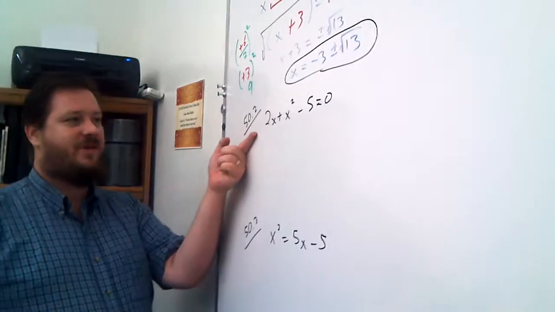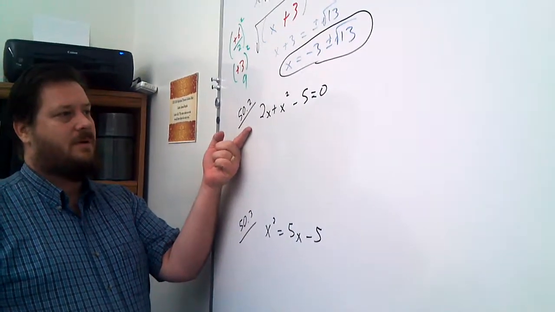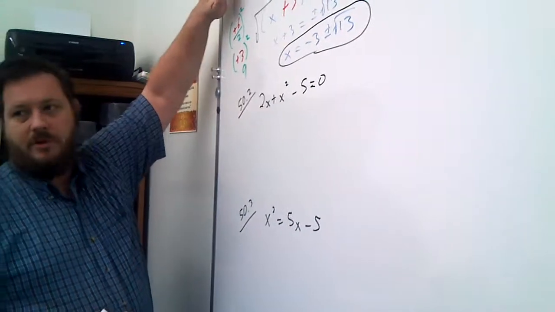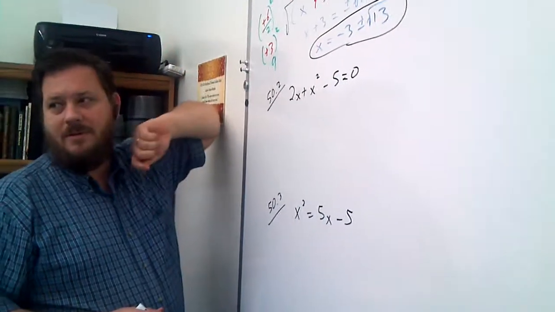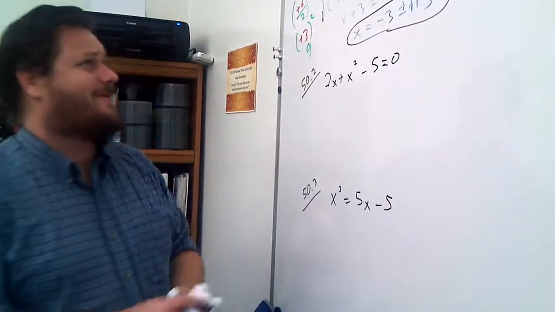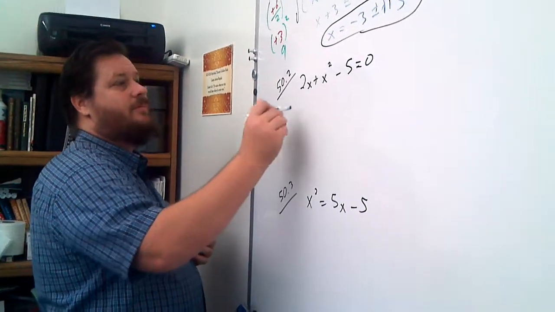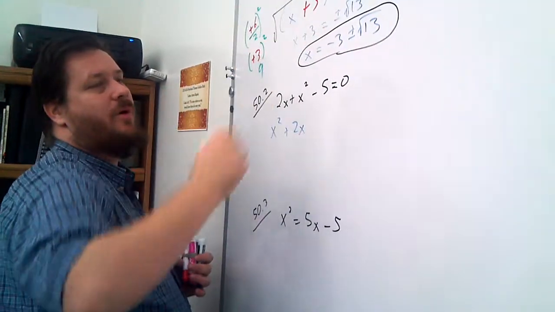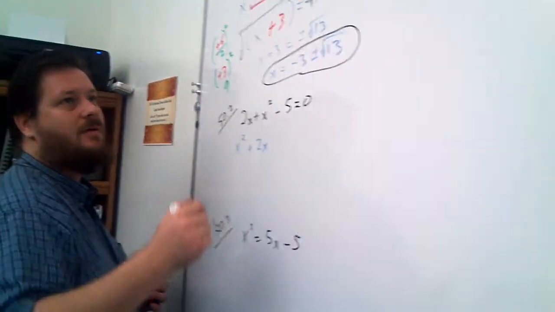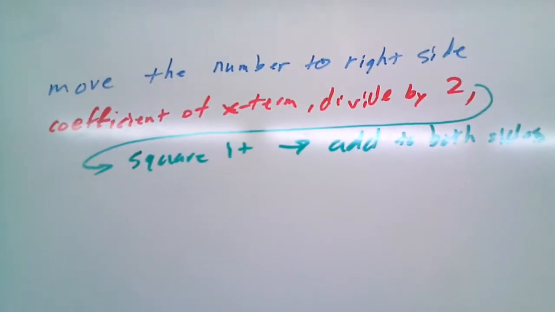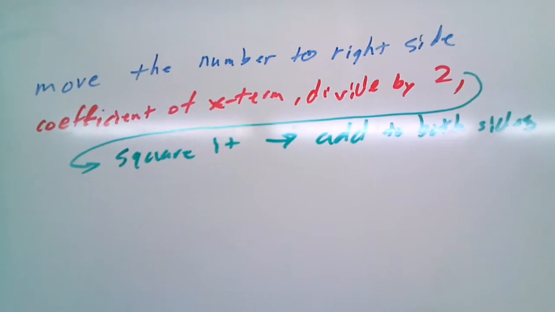Another example. What happens here? This is what's different about this one than this one. It's out of order. What are we going to do? We just put it in order. So we'll put the x squared first, and then the 2x, and pick up our steps here. Move the number to the right side. Take the coefficient of the x.